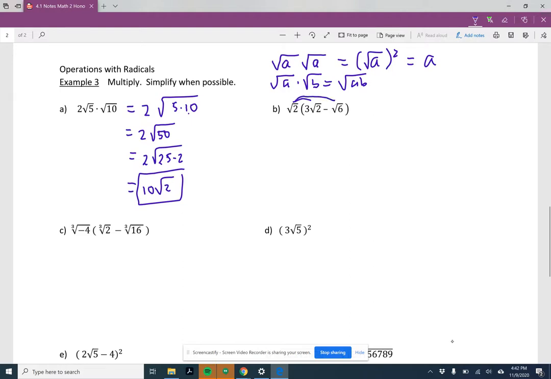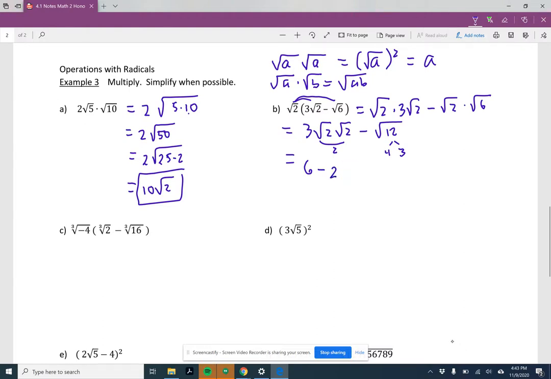So we're going to do square root of 2 times 3 square roots of 2 minus the square root of 2 times the square root of 6. All right, so square root 2 times square root 2 is going to be 2, and the square root of 2 times the square root of 6 is going to be a 12. So here I have 3 times 2. This is a 2. 3 times 2 is 6. And then the 12, I can make that a 4 times a 3. And the 4 comes out as a 2. 3 stays underneath. And there's our answer.